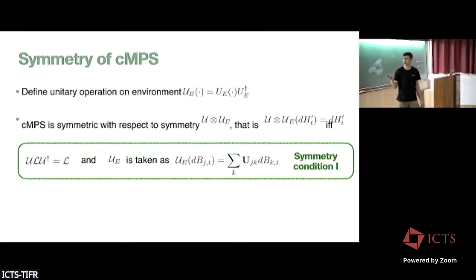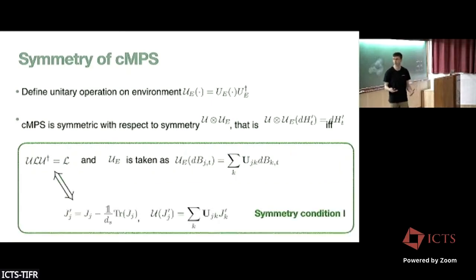So this U here, this just comes from the symmetry condition 1 that I spoke about before, that I said I didn't want to go into details of how you would actually define this at the level of the jumps and the Hamiltonian.